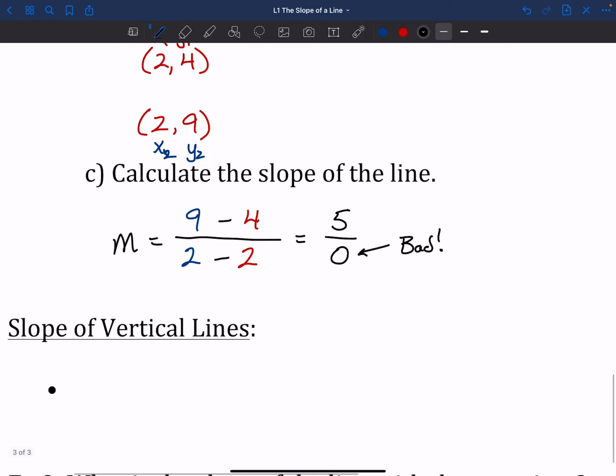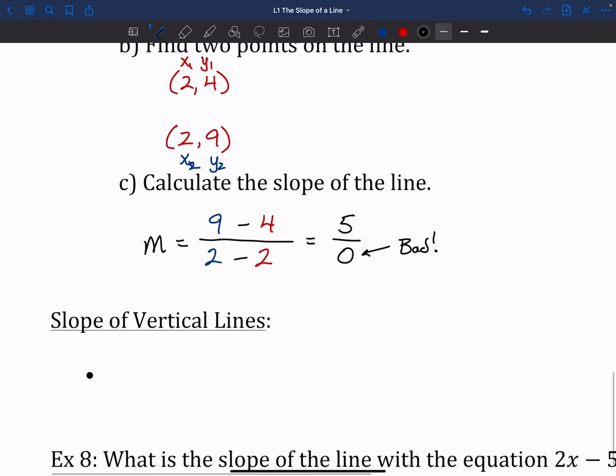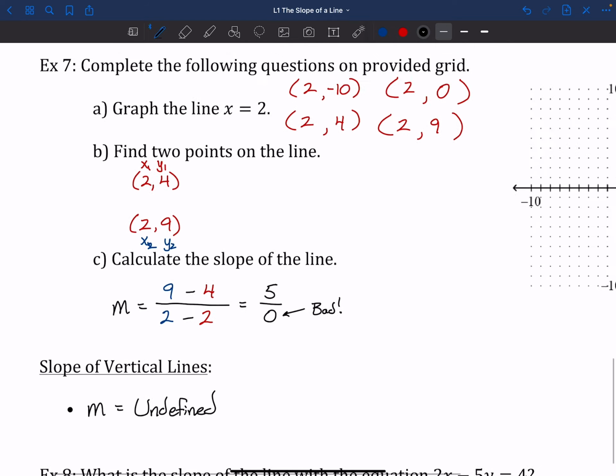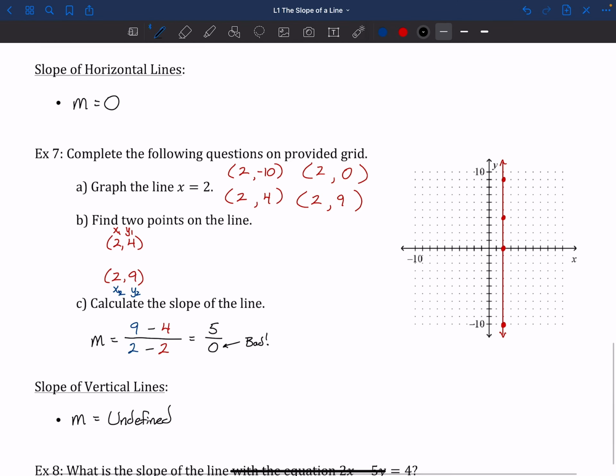So the way that we talk about the slope of vertical lines is that we can't. What we do is we call it undefined. Our human brains don't have a way to really comprehend what's going on, so we just call it undefined. We can't figure out what the slope is. That's really all there is to it. So whenever you have a vertical line, the slope is undefined. Horizontal lines have a slope of 0.